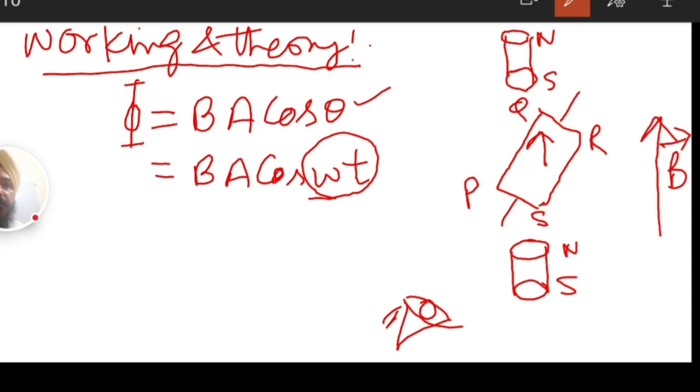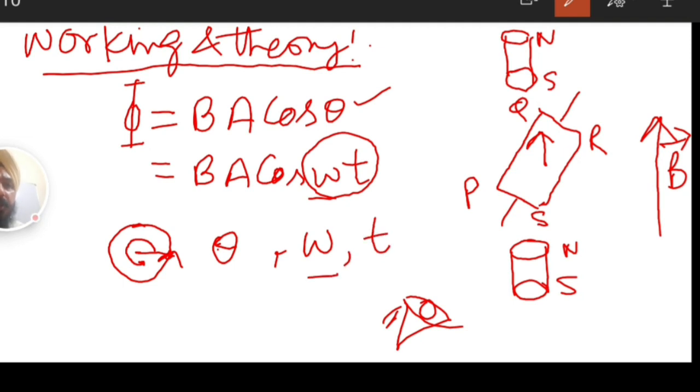As you see, if anything rotates in a circle, suppose here is a ball which is rotating in a circle and it is traversing an angle theta. So theta is the angular displacement, omega is the angular velocity, and t is the time. Angular velocity omega is angular displacement upon time. So from here we can write theta as omega times t.